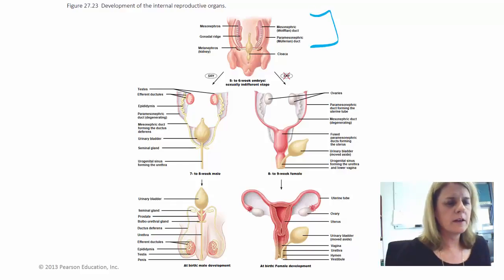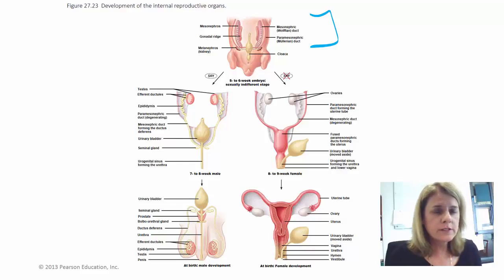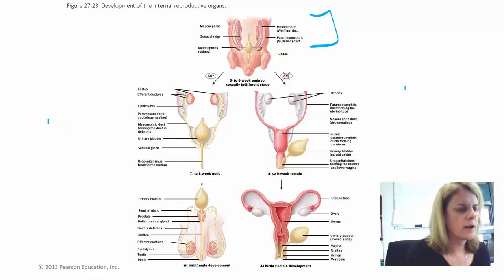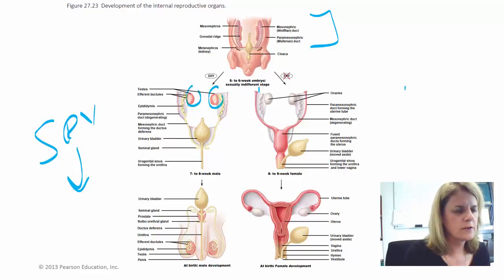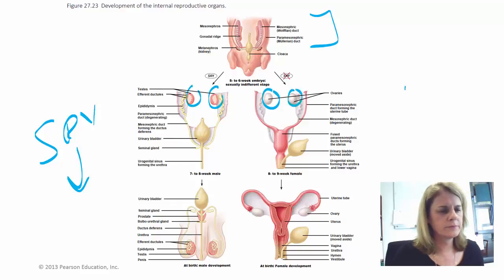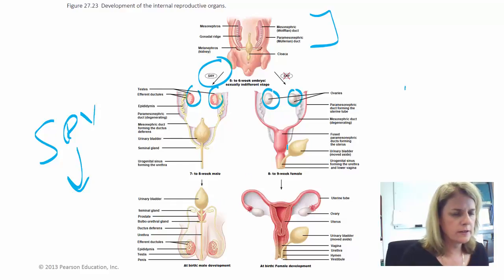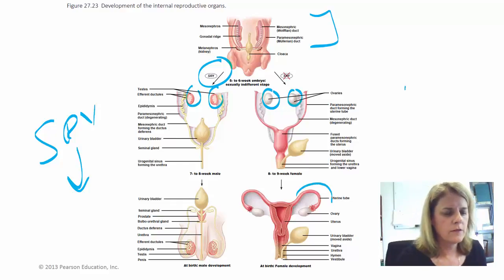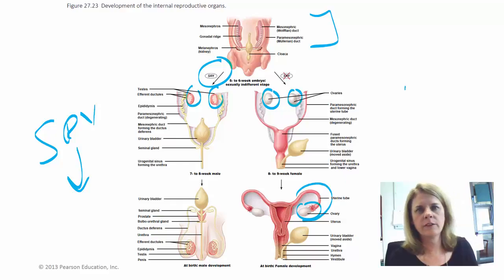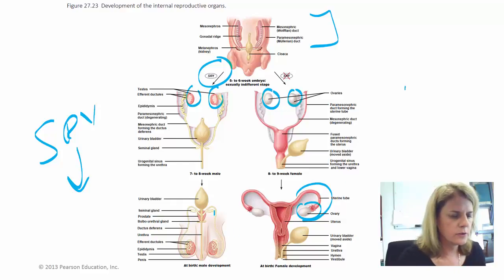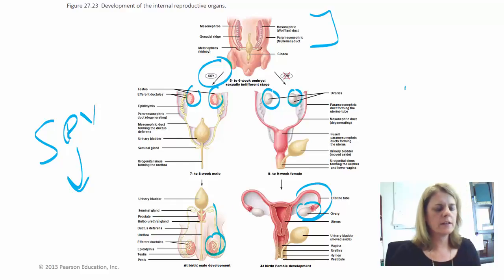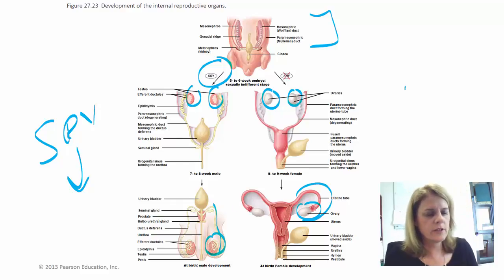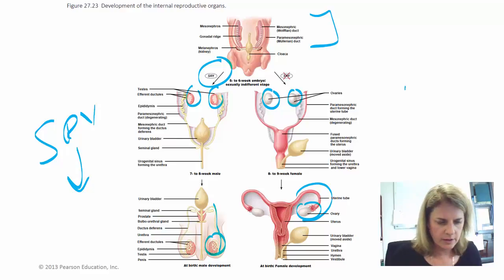So here is the 6-week embryo in the indifferent stage. Again, the presence of the SRY is going to be maleness. So you see the production of testes here, and ovaries here with no SRY. At about 6 to 8 weeks, both gonads start to bend and migrate. The ovaries are going to migrate to the level of the uterus, and the male testes are going to migrate outside. So if a child is born with an undescended testicle, that means the testes did not leave the pelvic cavity and go into the scrotum.